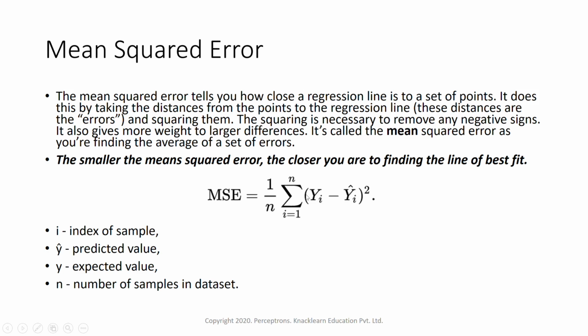So here i is nothing but the index of the sample. As many values as there will be, that many y values we have to take, and the predicted value for the same, and n is the number of samples in the data set. So the smaller the mean squared error, the closer you are to finding the line of best fit. So here as the mean squared error is smaller, we are finding a much better best fit line. So this is with respect to regression, just understanding how a mean squared error is computed.